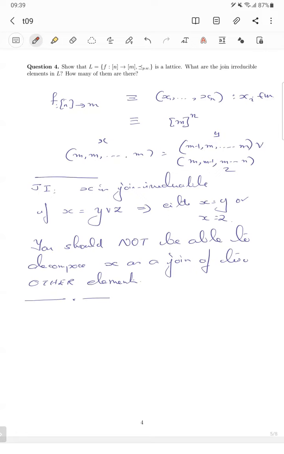But let me ask, anybody else, can you give me one example for a joint irreducible element? It can be 1, 1, 1. Yes. So this all ones is a joint irreducible element. Because here I'm critically using the fact that we are working in the set M. So you don't have something smaller than 1.